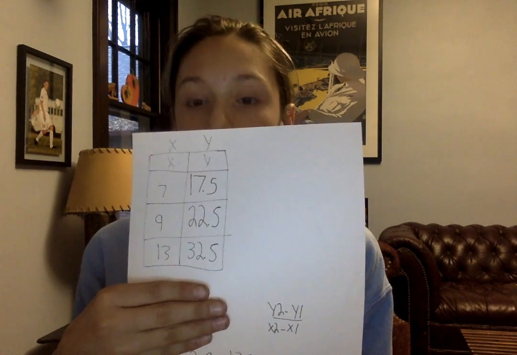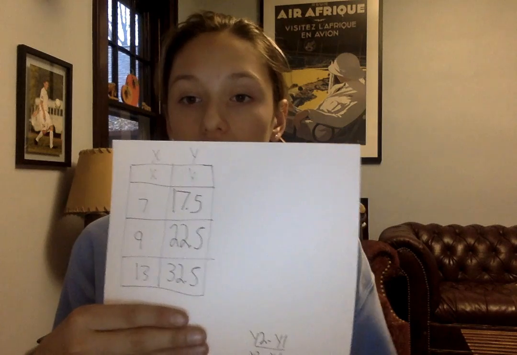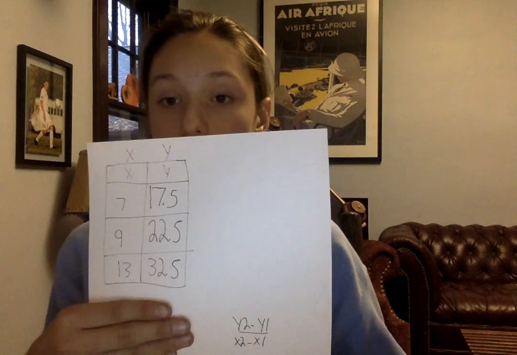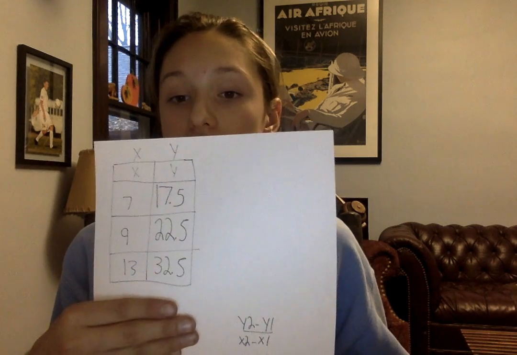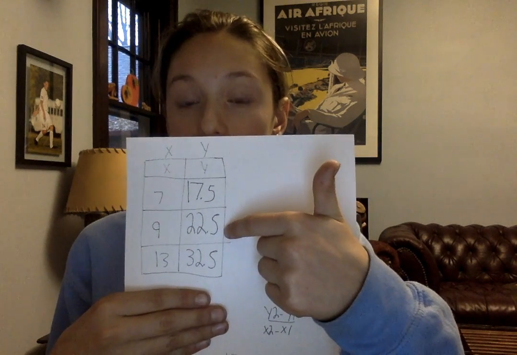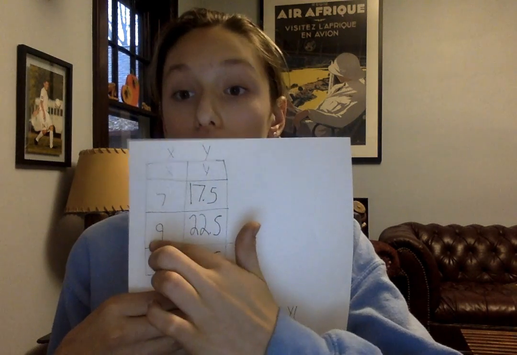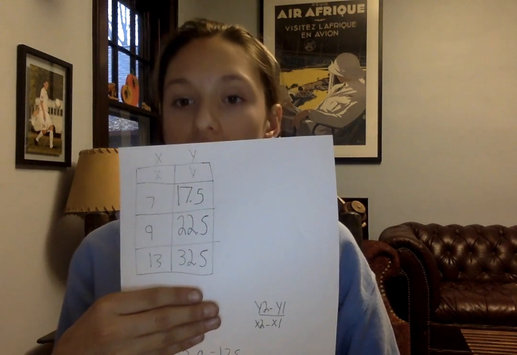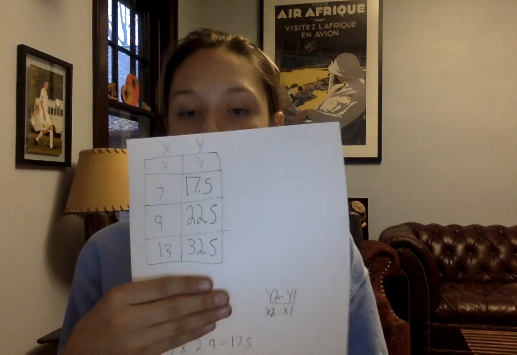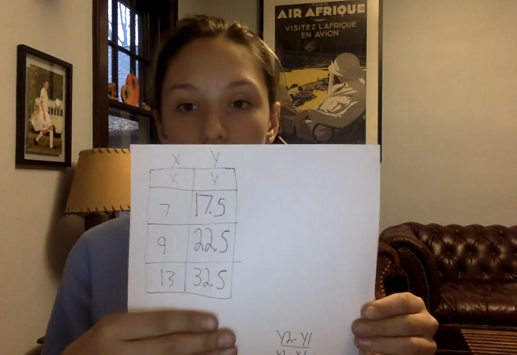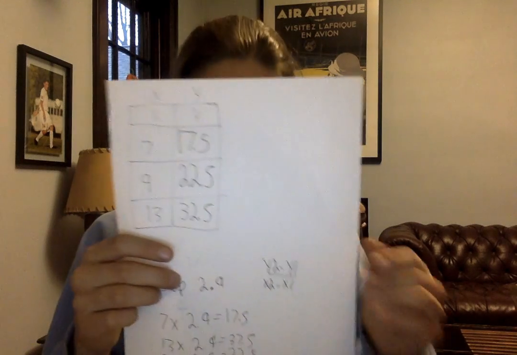That means it's going to be y2, which would be 22.5 minus 17.5 over our x2 minus x1. And if I chose 22.5 as my y2, that means that the point that goes with its pair, which is 9, has to be my x2. Same with y1 and x1. So that would mean it would be 9 minus 7 on the bottom, which is going to give us a slope of 2.5.